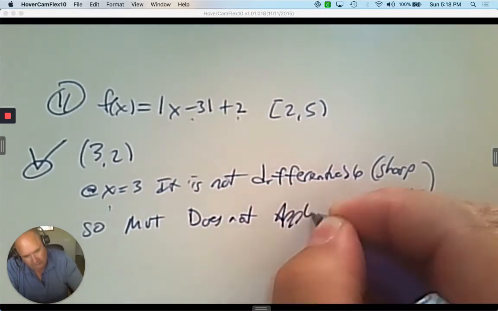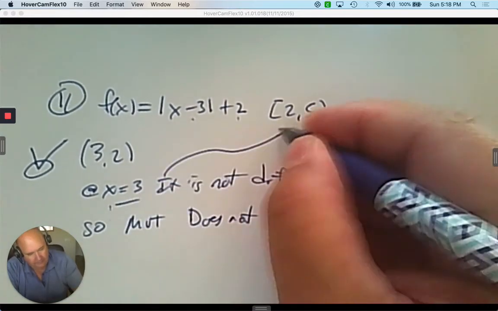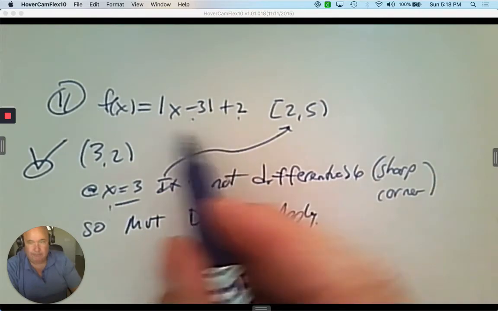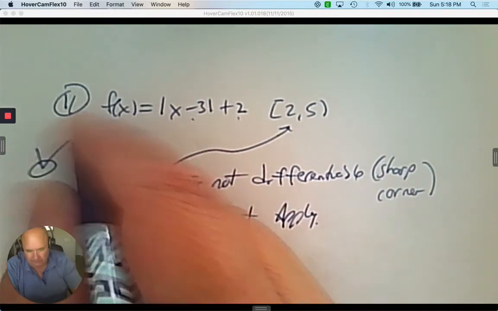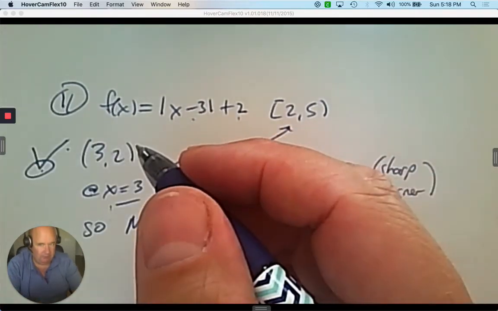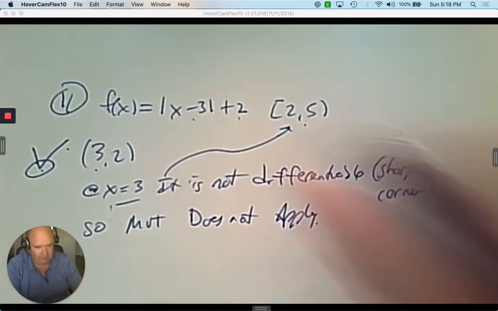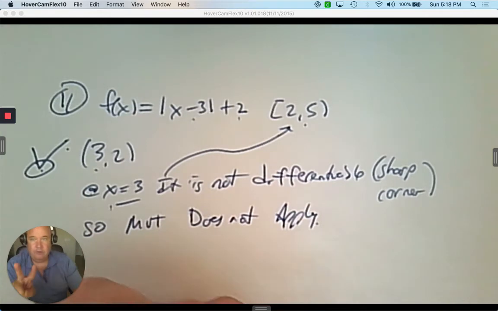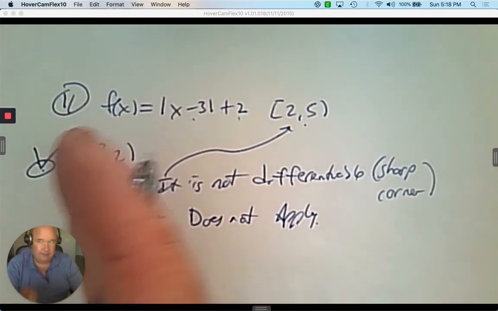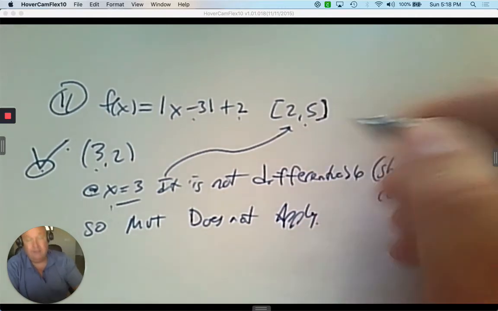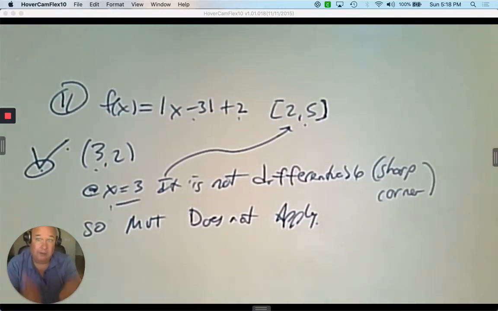And because it's not differentiable at 3, and 3 is in the middle of the interval, the MVT does not apply. So absolute value, you know the shape of it, a V. At the vertex, it's not differentiable. And the vertex happens to be in the middle of the interval, so the MVT does not apply. So the two conditions again for the mean value theorem: is it continuous and is it differentiable in the interval given? Then IROC equals AROC at least one x value, and then we show that.